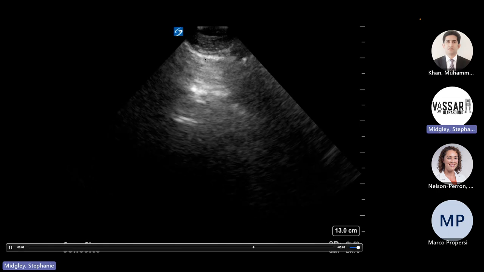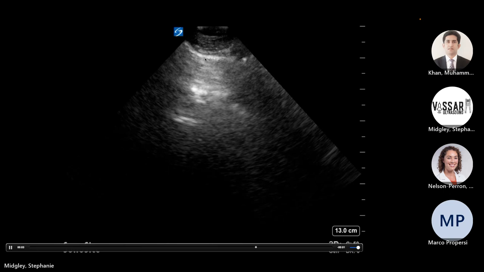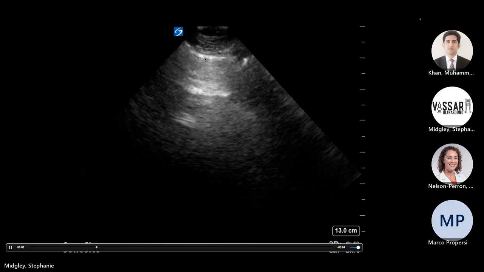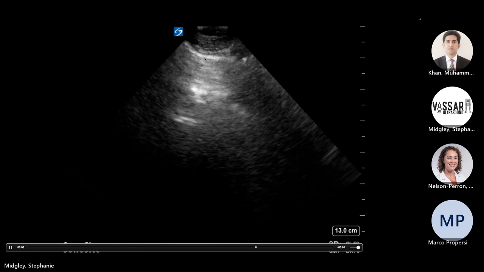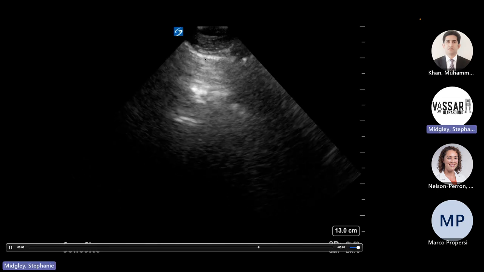Steph, real quick. Sorry, I put it in the chat, but I noticed you're using the linear, the different probe for the lungs. Are you switching out? Because I know I've done curvilinear for the whole FAST. Yep, curvilinear is totally fine.